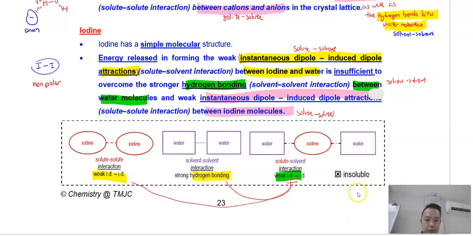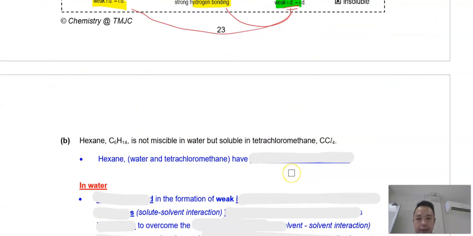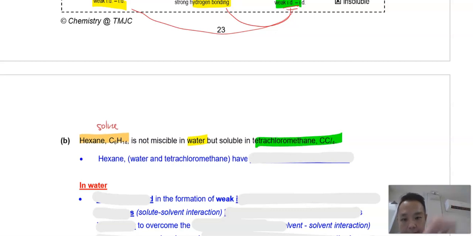If not, we're going to speed things up a little bit now that you understand the framework in which we explain solubility. We look at these three interactions: your solid-solvent versus solvent-solvent and solid-solid interaction. We're going to apply it in the next context of question 13b, which is on hexane. In this case, hexane is our common solute, but now we have two solvents. We have water as well as tetrachloromethane. We have solvent 1, solvent 2.